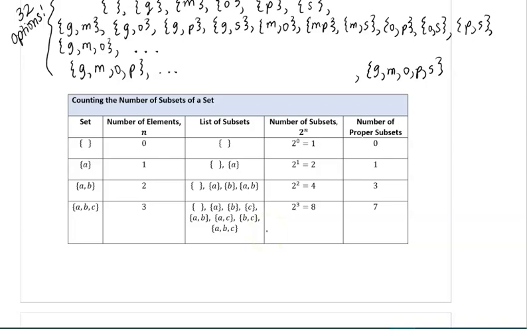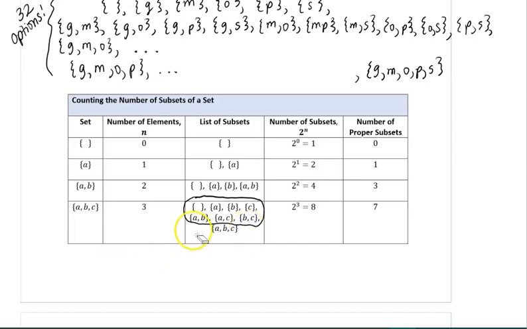Now, we can also find the number of proper subsets. Recall that a proper subset is a subset that is not equal to the original. So if we took the set A, B, C, and if we looked at those 8 subsets, the first 7 would be quote-unquote proper subsets. The last one would not be because it is equal to the original. So that last subset listed there would not be called a proper subset.